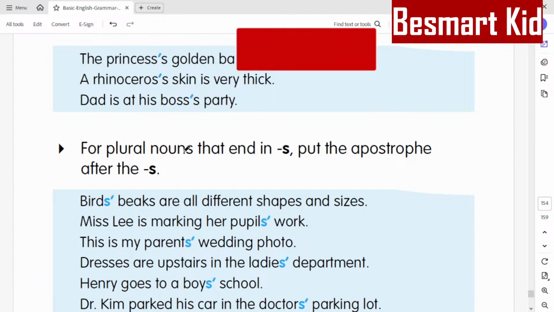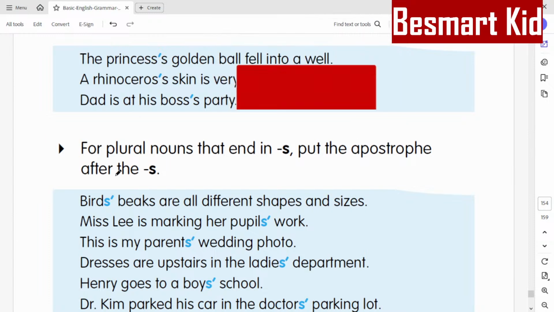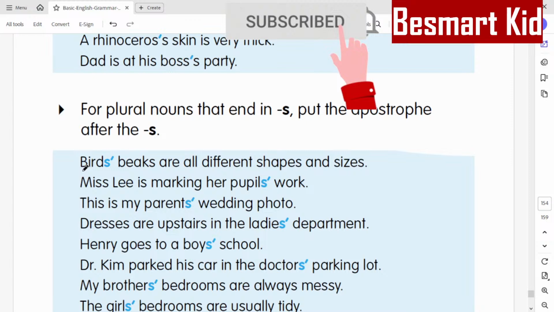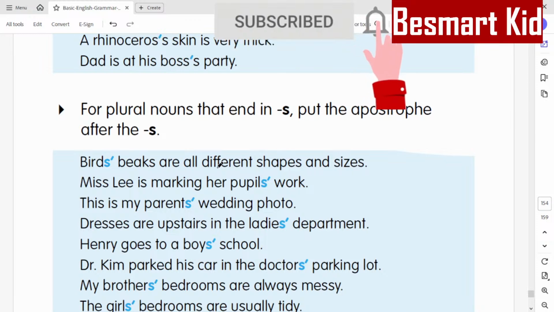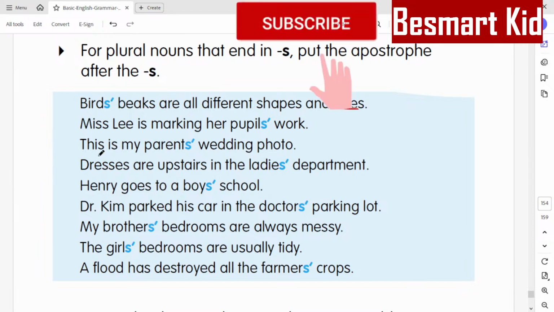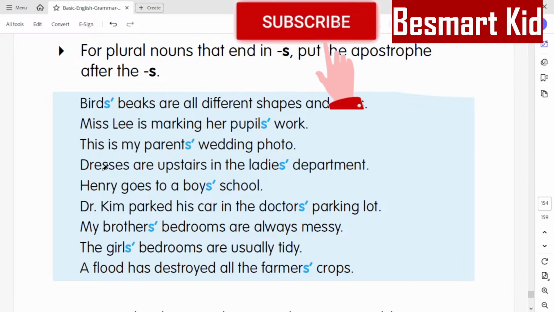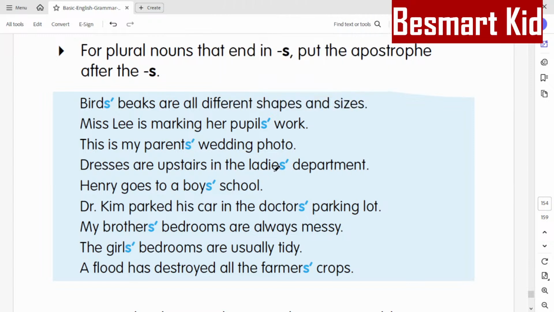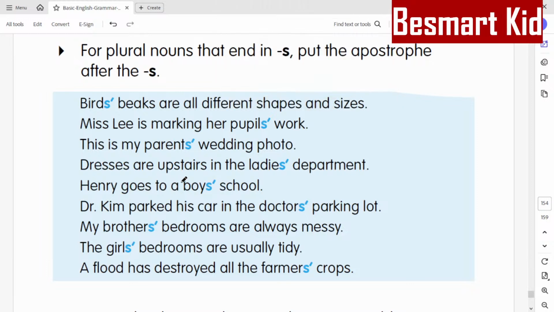For plural nouns that end in S, put the apostrophe after the S. Examples: Birds' beaks are all different shapes and sizes. Miss Lee is marking her pupils' work. That is my parents' wedding photo. Dresses are upstairs in the ladies' department. Henry goes to a boys' school.